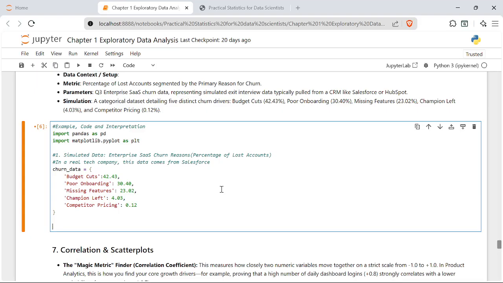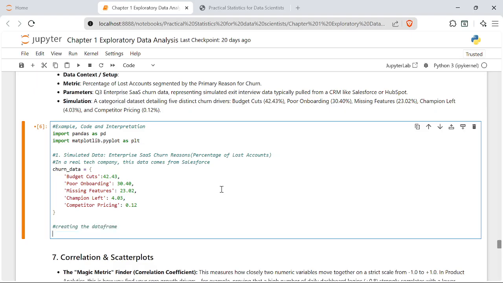Creating the data frame. df_churn equals pd.DataFrame(churn_data).